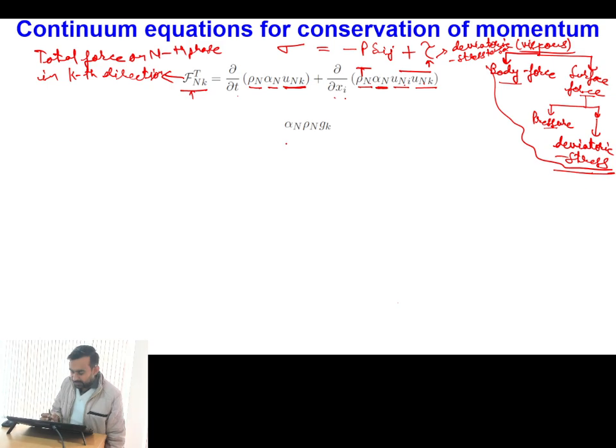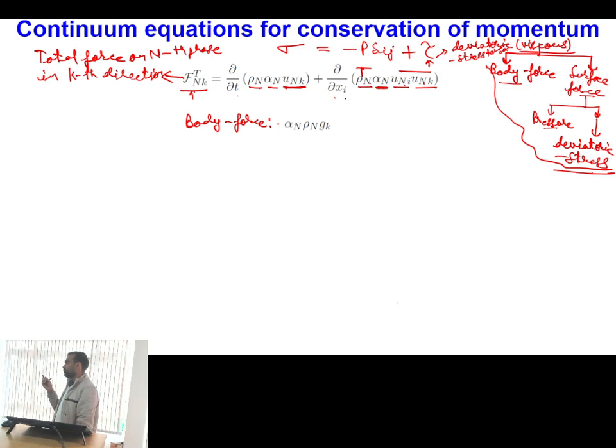Now let's individually try to calculate all the forces. So the first force is the body force. How much will be the magnitude of the body force? We know for single phase flow, body force per unit volume is equal to rho g vector. Over here, along with the rho g vector, we also have to account for the volume fraction. So that's why the body force acting on nth phase has to be alpha n rho n into g. All are clear with this idea?